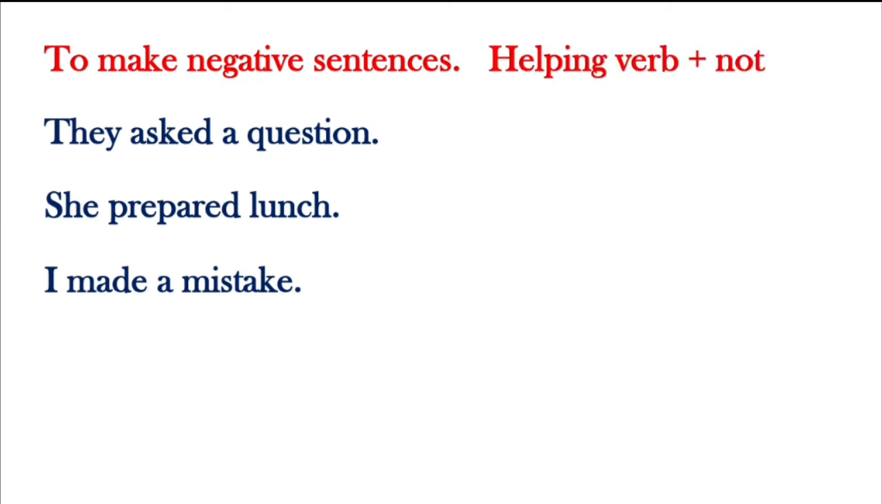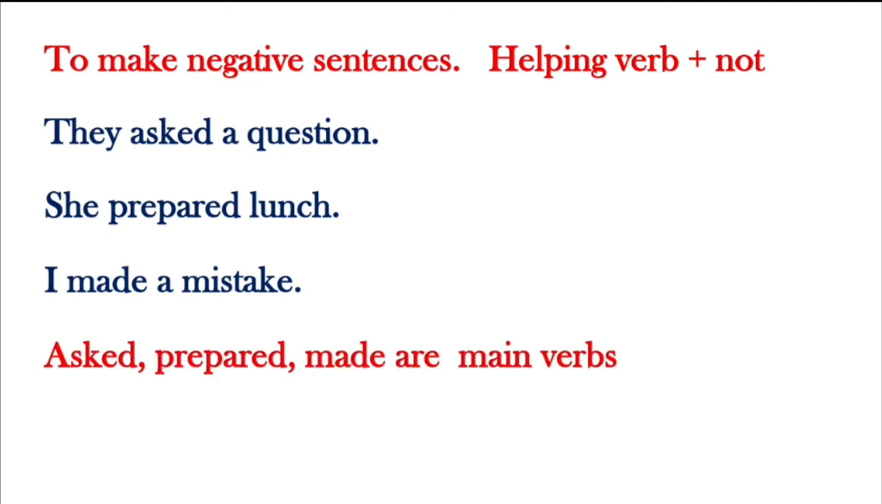So to make these sentences negative, a helping verb and "not" are needed. Here in these sentences, asked, prepared, and made are main verbs. There are no helping verbs or auxiliaries in these sentences, so they are in the past tense. We are using "did" as a helping verb here.